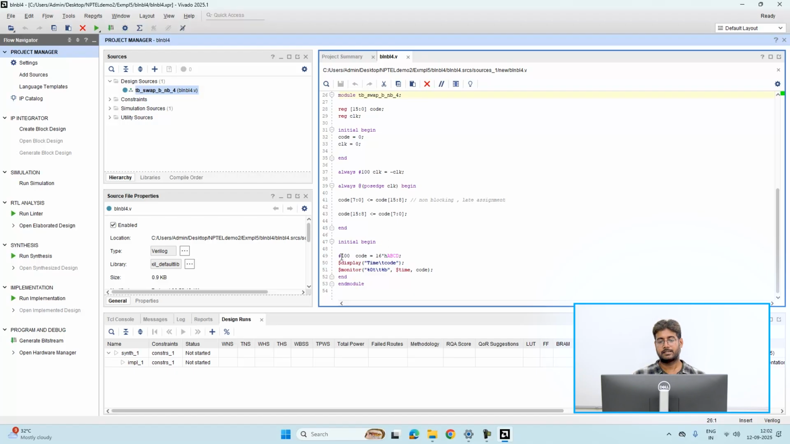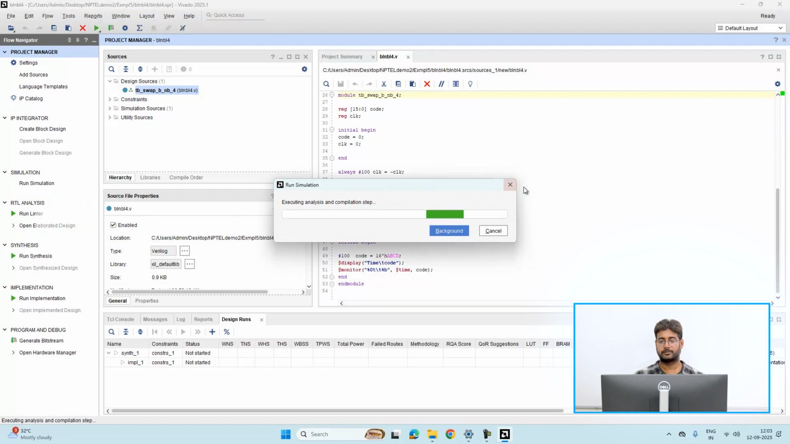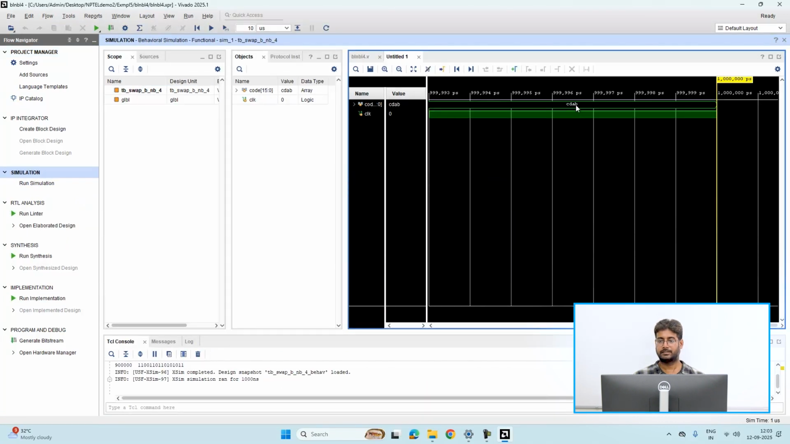So this initial begin hashtag 100 code 16'h ABCD is the input. Code 8 to 15 has to go to code 0 to 7. That is, code 8 to 15 is AB, it has to go to the place of CD, and code 0 to 7, that is CD, has to go to the place of code 8 to 15, which is AB. So it is evaluated but not assigned. After the begin block closes, it will be assigned. CD will come at the place of AB, and AB will go to the place of CD. So this will be displayed on monitor, and we can check what the output is. It is CDAB, it is swap.